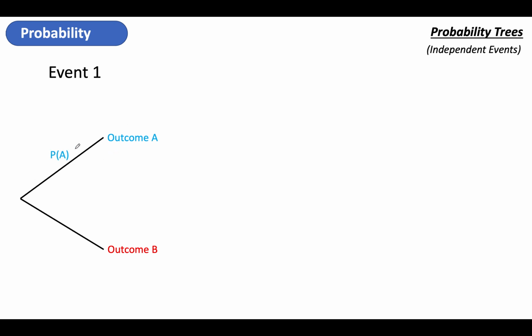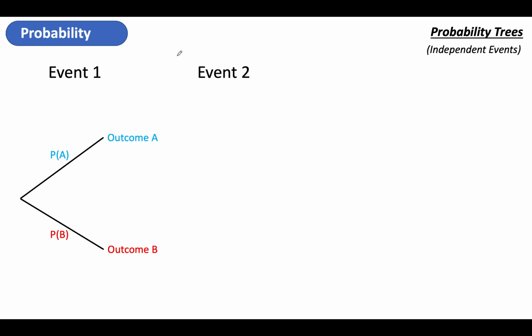Now, PA, this is the probability of A. We put that along the branch. So at the end of the branch, we have the outcome. In this case, I go along this branch. I've had outcome A. I've selected the blue ball from the bag or whatever outcome A is. The probability of getting that goes along the branch, and the same with probability of B. That goes along the branch towards outcome B.